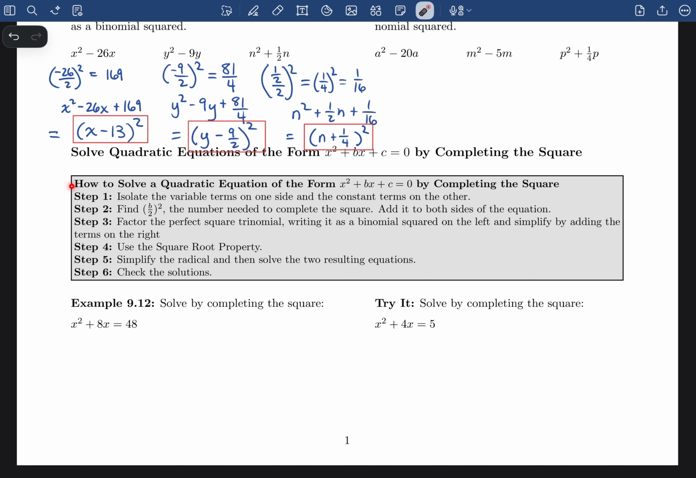So how do you solve a quadratic equation by completing the square? You can follow this quick 6-step process. Step 1, isolate the variable terms on one side of the constant.